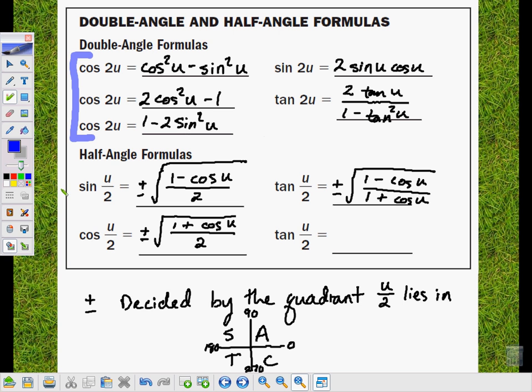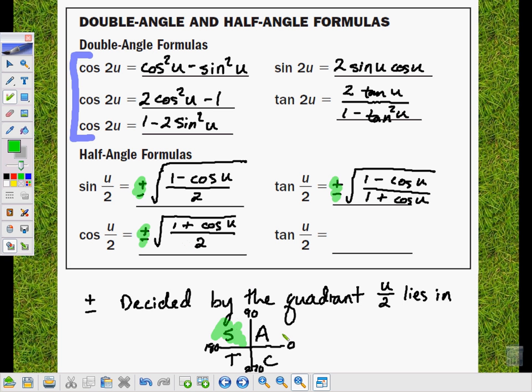Also worth noting is that in the half angle formulas, we have this plus or minus in front of the radical. We decide whether to use the positive or negative by whichever quadrant the angle u over 2 lies in. So if u over 2 was, say, 135 degrees, thus putting me in the second quadrant, the sine function would be the one that's positive. The S, meaning sine, would give me a positive value. And so everything else, cosine and tangent, I would choose to be negative.